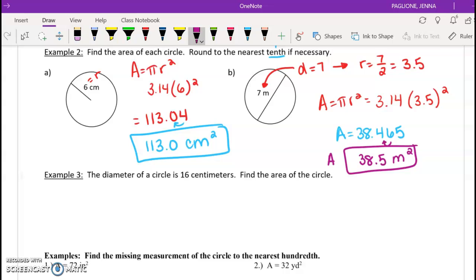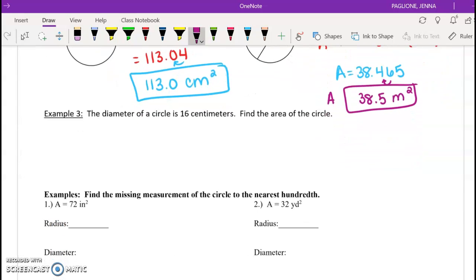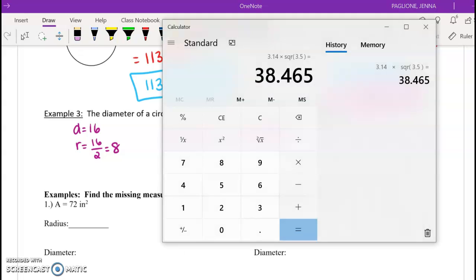All right, looking at example 3, they gave me that the diameter is 16, so I have to find the radius for our area formula. So I take the diameter and I divide by 2, it gives me 8. Find the area. Area is pi r squared, so 3.14 times 8 squared, or times 8 times 8. Clear this out. 3.14 times 8 squared.